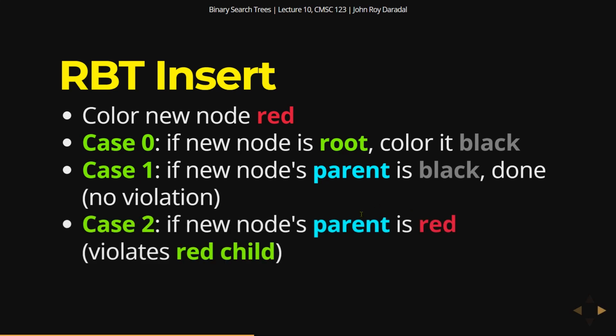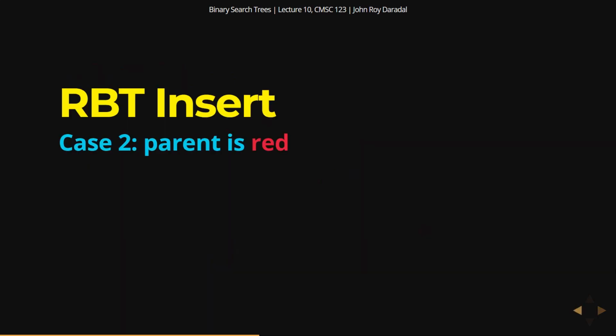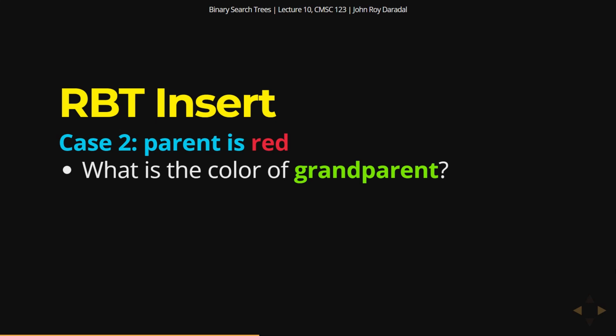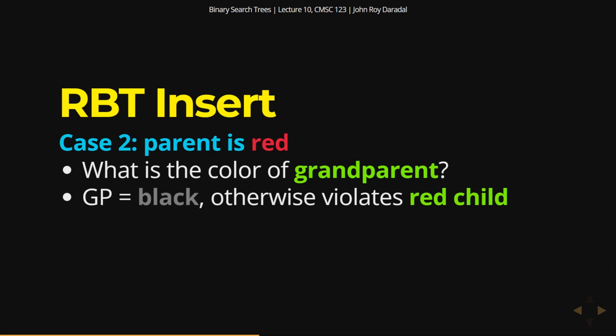Now for case 2, what if the new node's parent is red? Then the parent is red and the new node is red, so that would be a red succession, right? So it violates the red child property. Because of this, we have to check several subcases as well. If the parent is red, what can we say about the color of the grandparent? Well, the grandparent would have been black, because otherwise it would have violated the red child property. So we're assuming that the tree that we're currently working with is a valid red-black tree.